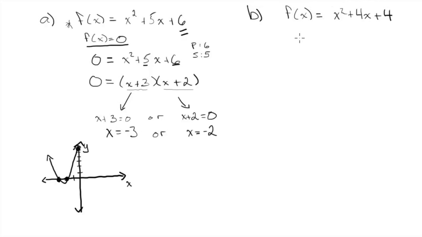This one over here, if I wanted to get the x-intercepts, again I'd set f(x) equal to 0 and factor this. In this case, we need two numbers that multiply to 4 and add to 4. Well, the two numbers there are 2 and 2. So it's the same number.